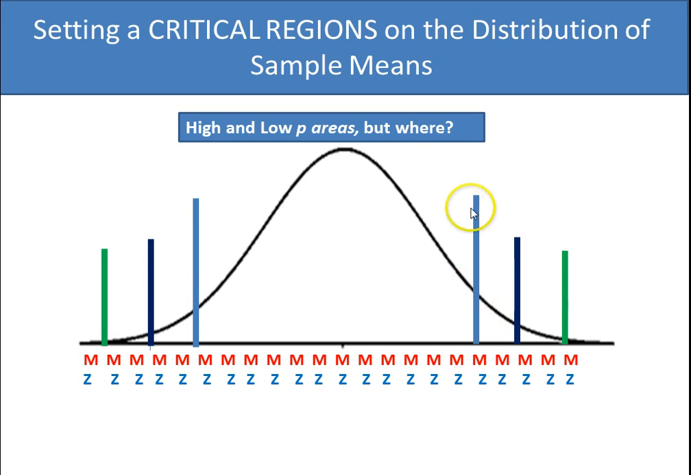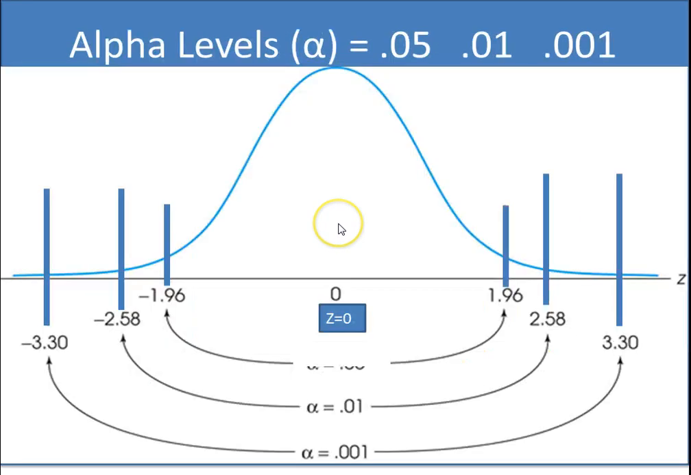Are we going to maybe put the lines where these two blue lines are, or where the darker two blue lines are? Or are we going to separate out the low probability area way out here in the tail where the green lines are? That question is answered by choosing an alpha level. Here is the statistical notation. Alpha, the Greek letter alpha, is the statistical notation for our alpha level.